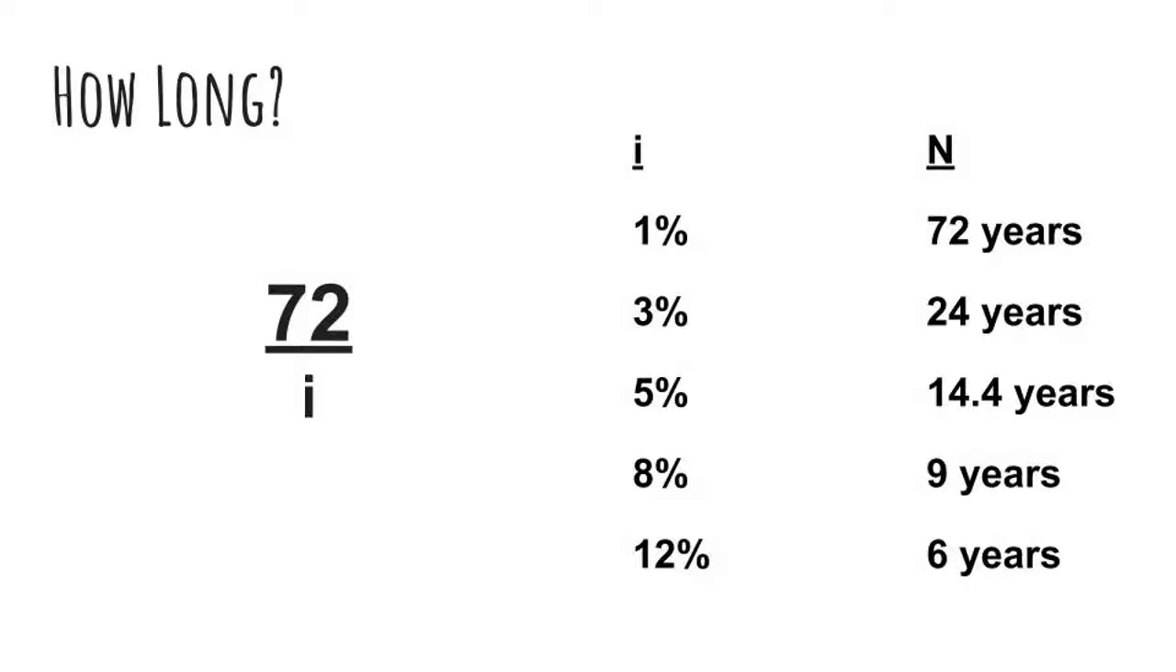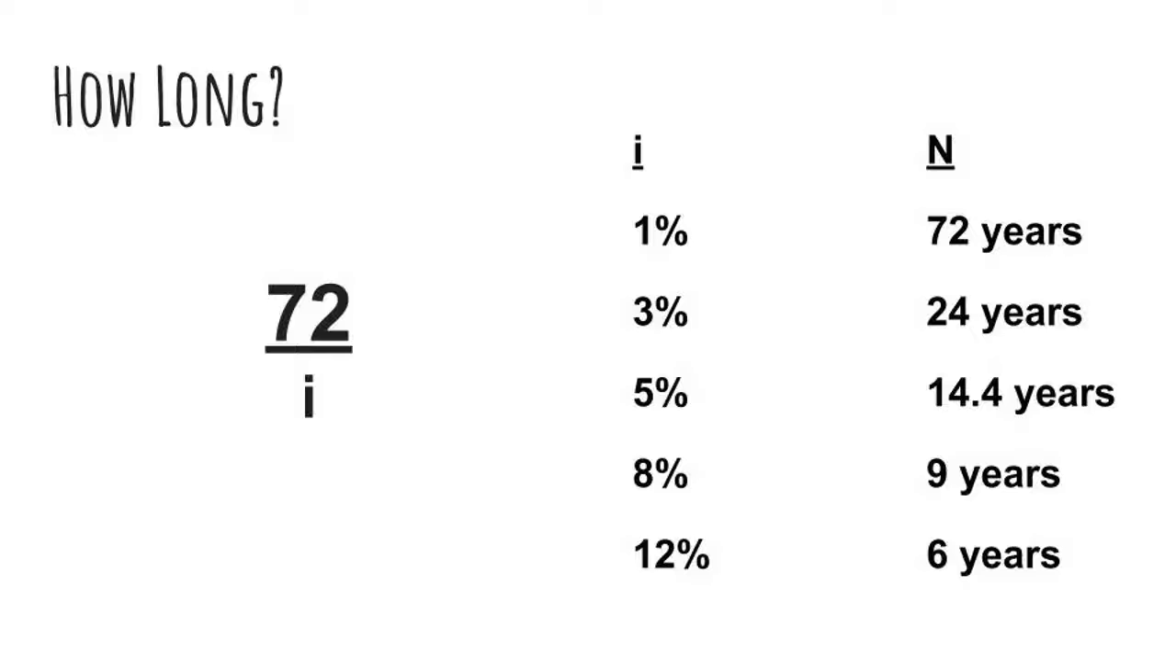Now, all you need to do is take 72 divided by your interest rate. So if you're investing at 1%, 72 divided by 1, it would take 72 years to double your money. At a 3% interest rate, 72 divided by 3, it would take 24 years. At a 5% interest rate, which is what we were using in our example, it would take 14.4 years to double your money. And that's consistent with what we saw in our table.